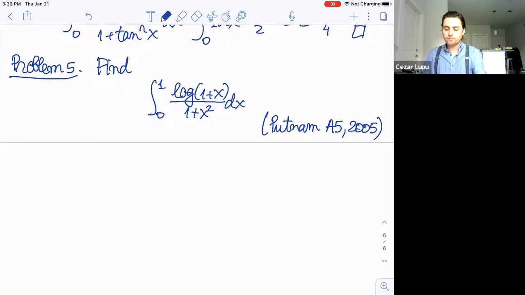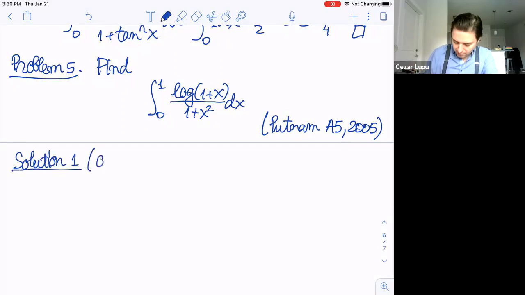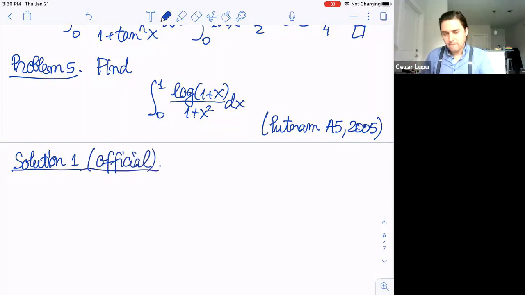Now let me show you the official solution, and then maybe I'll show you 3 solutions. So solution 1, the official one. It's a bit tricky, I would say, but once you see the other solution that I have in mind, you'll see that this would make sense. But anyway, let's go with the official solution.